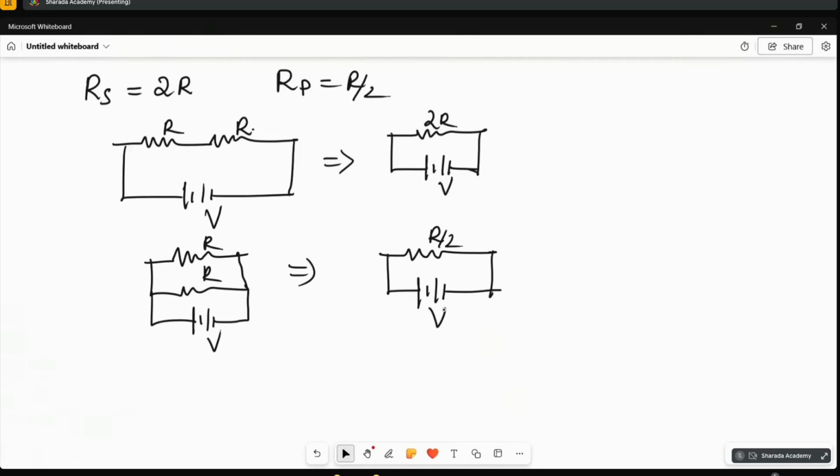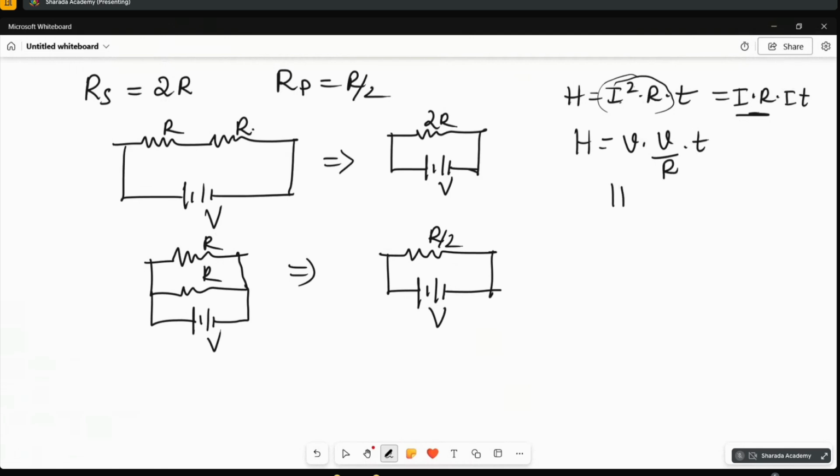Now, what heat is produced? This is the question. We will take heat in terms of voltage, because he is telling the same voltage, no? Otherwise you have to calculate the current. So heat, we know, is I square into R into T. If I substitute this in terms of V, I can write it as I into R into I into T. I into R is V, correct? And I can write it as V by R into T. So H is V square by R into T.